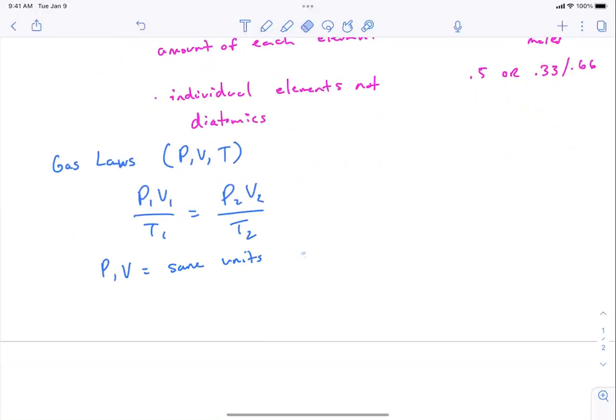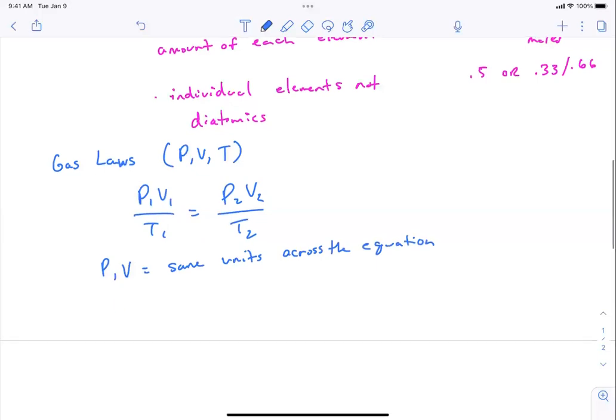Sorry, let me clarify this. Pressure and volume just need to have the same units across the equation. So as long as pressure is the same unit on both sides and volume is the same unit on both sides, you can do that. It's just fine. Temperature is the one that really is particular, and the IB will take advantage of your misunderstanding of that, because temperature in your calculation has to be in Kelvin, the absolute measurement of temperature.